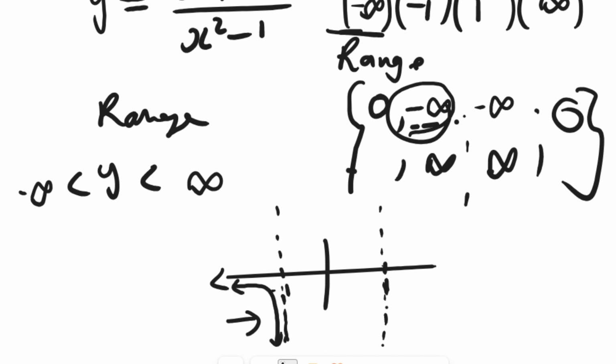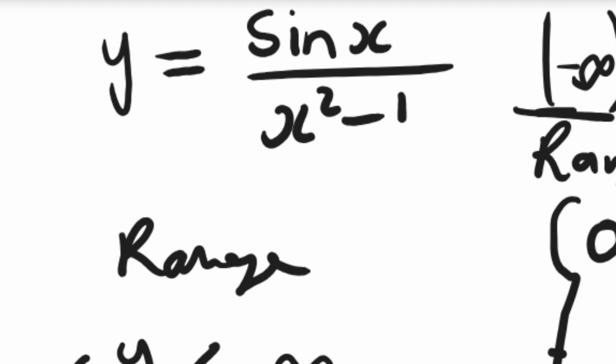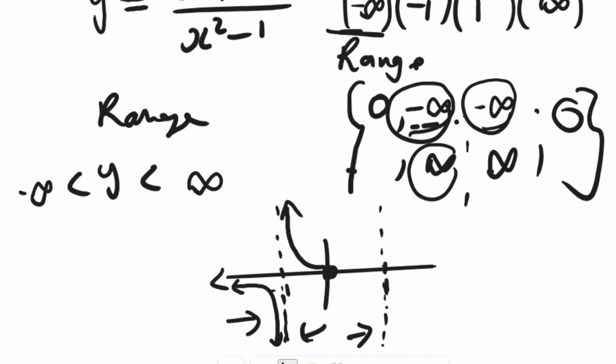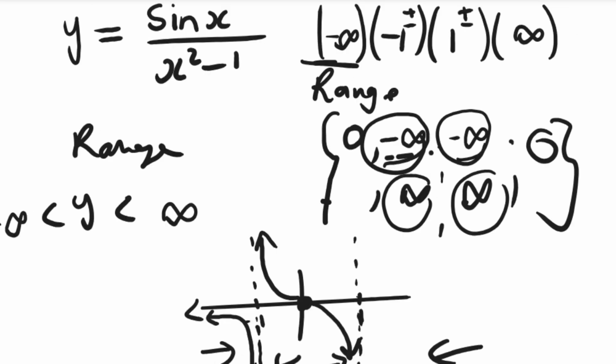And now at 0, you have sine of 0. Sine of 0 is 0, divided by minus 1 is 0 again. So the function will come and touch here. As we go to minus 1 from this side, what's happening with the function? It's going to infinity. The function goes up like that. As we go to positive 1 from this side, what's happening with the function? The function goes to negative infinity, so it must go down like that. And then as we go to 1 from this side, what's happening with the function? It goes to infinity, it goes up like that.